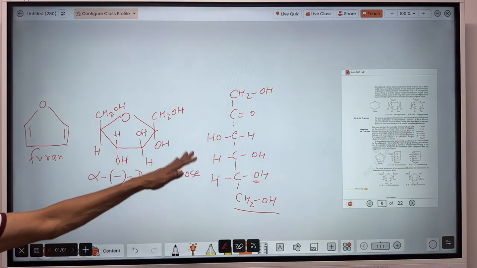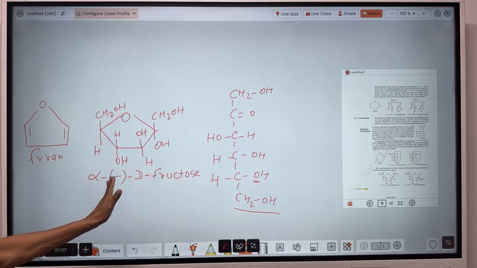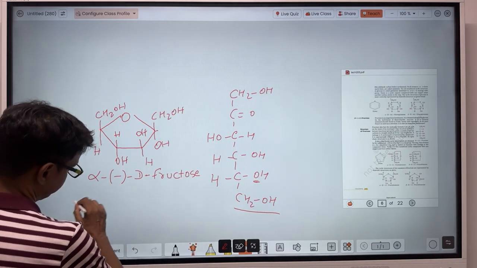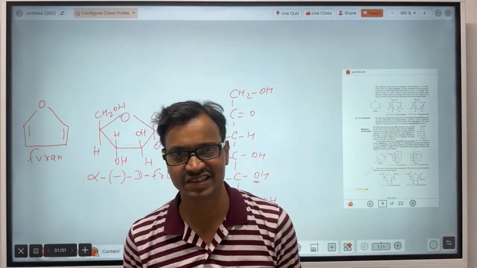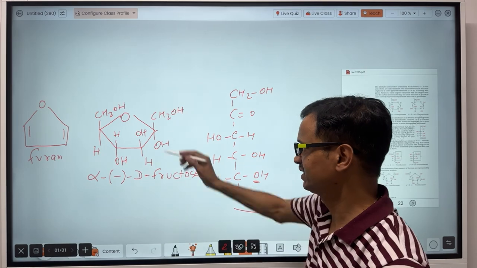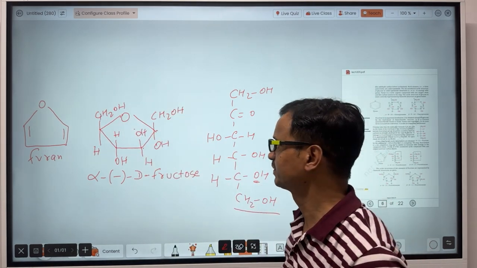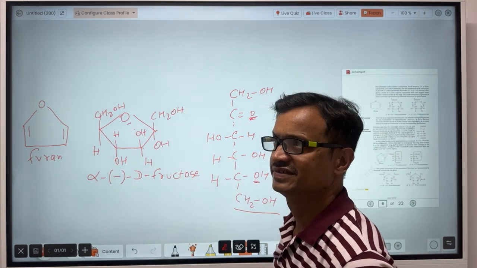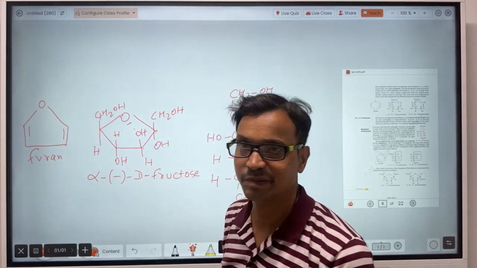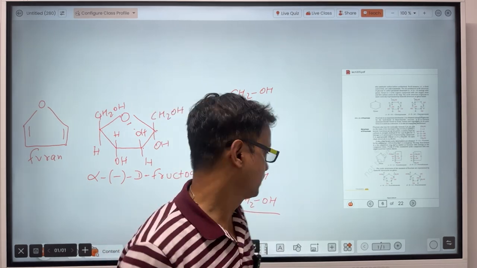So alpha-D-fructose, or alpha D fructose, whatever you would like, is here. That is the structure of fructose. Clear, guys? It is very easy to draw. This is the first carbon, second, third, fourth, fifth and sixth. This is oxygen. But keep in mind that OH will have to be written above or below. Alpha D fructose is like that.